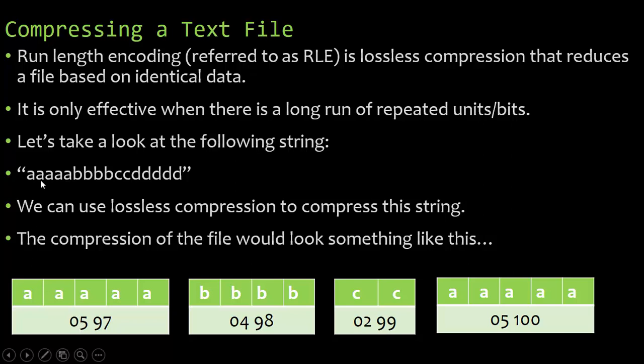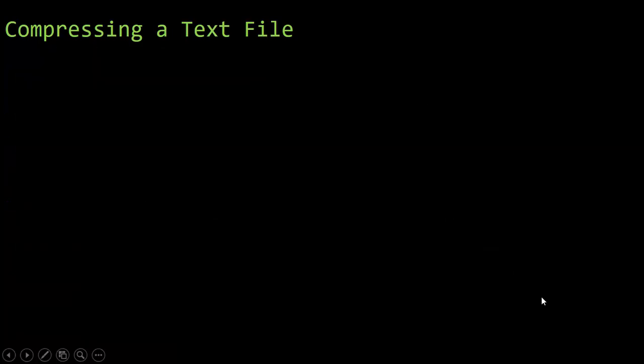That's referring to 5 97s. 97 on the ASCII code table are my lowercase a's. 04 98. I have 4 lowercase b's. 98 is the ASCII code for the lowercase b. I have 2 99s, which is lowercase c. And then I have 5 100s, which should be D's, not A's. That is a typo on my part. These should be the letter D. All right, so let's keep talking about it.